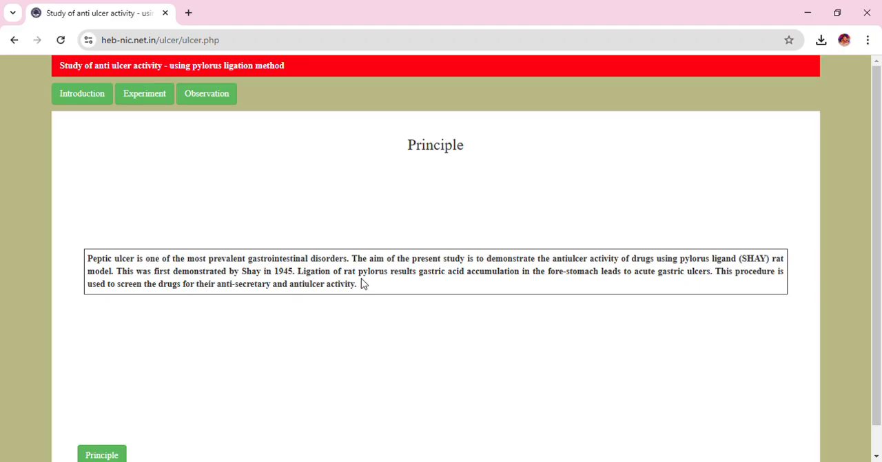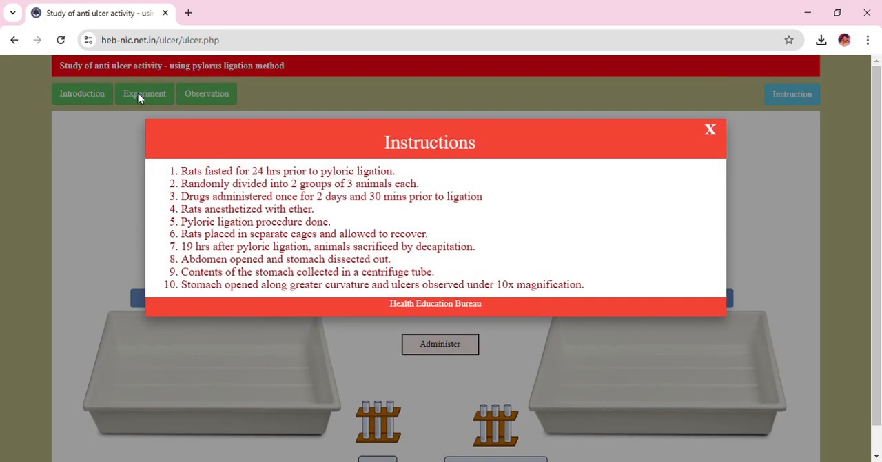Ligation of the rat pylorus results in gastric acid accumulation in the forestomach, which leads to acute gastric ulcer. This procedure is used to screen different drugs from the classification of anti-ulcer agents for their anti-secretory and anti-ulcer activity. So we'll move towards the experimental procedures.